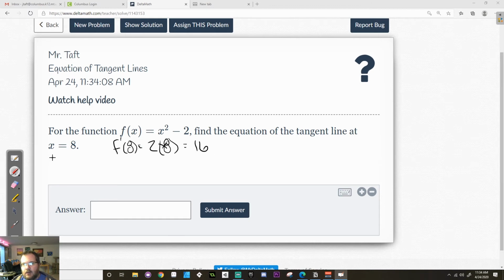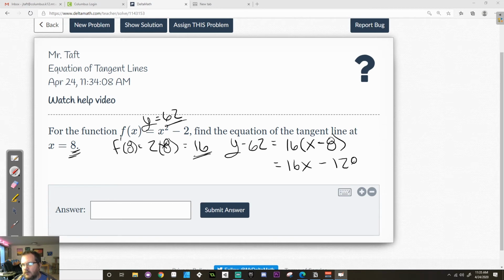which means the slope is 16. And we're looking for the full equation of the line tangent. It doesn't give you a y value, but you can find that y value pretty easily. So if I take 8 and plug it back in here, 8 squared is 64, 64 minus 2 is 62. So now I know my slope is 16, my x value is 8, and my y value is 62. So y minus 62 is equal to 16 times x minus 8. If I distribute the 16 to both things inside, this is 16x minus 128. And if I add 62 to that, to get rid of it from the other side, that means y is equal to 16x.